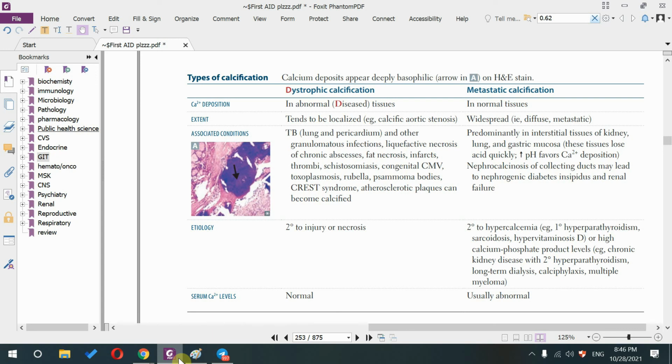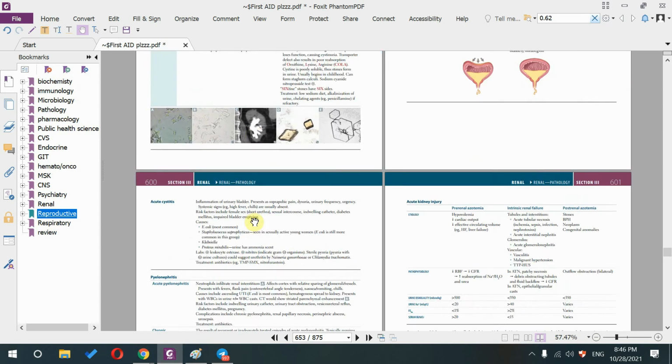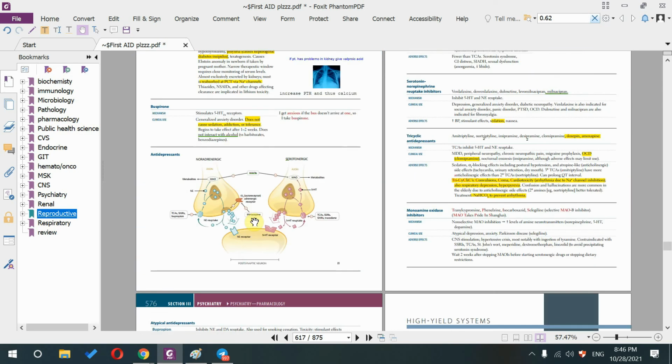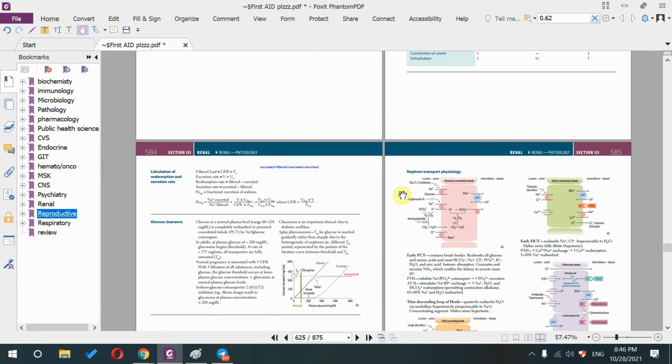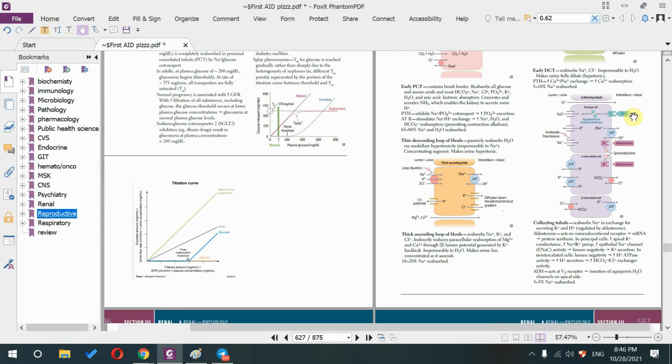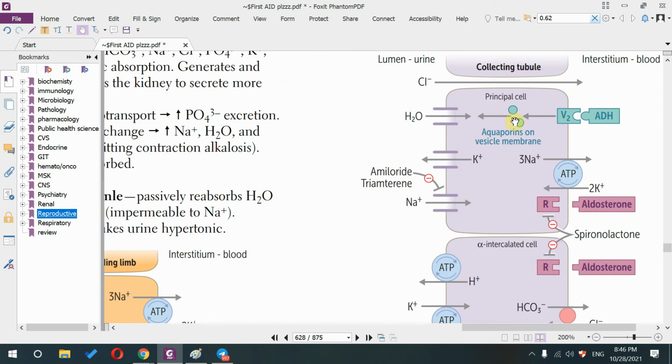Great. There is one case you must know about. Nephrocalcinosis of the collecting duct may lead to nephrogenic DI and renal failure. How come? If you go to the renal section, in the physiology, there is each portion of your tubules and what its function is. If you look at the collecting tubule right here, the principal cells: this is the basolateral wall, this is the luminal wall. On the basolateral wall, you have the ADH receptor, the V2. So the ADH connects to it.